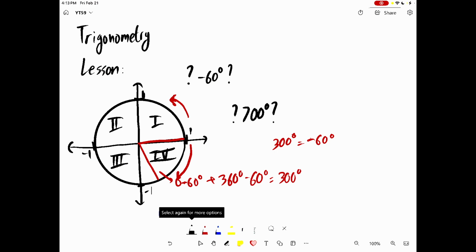So what we're going to do with 700 degrees is say, okay, 700 degrees minus 360 degrees is equal to 340 degrees. And 340 degrees is what the angle would actually be. So if you see something greater than 360, you'll also know what angle it corresponds to.